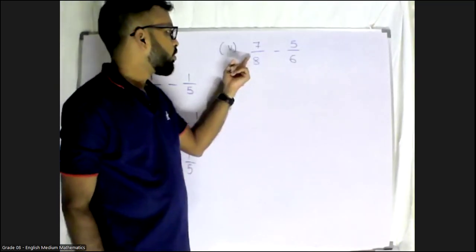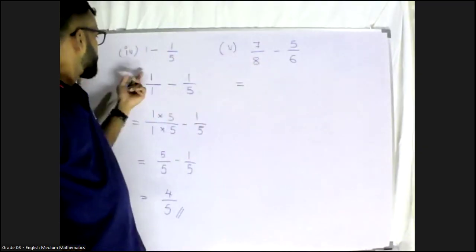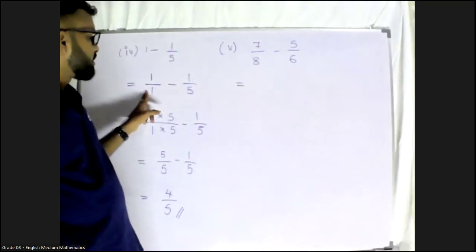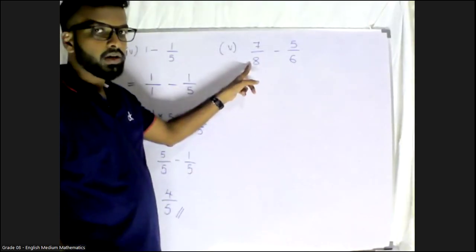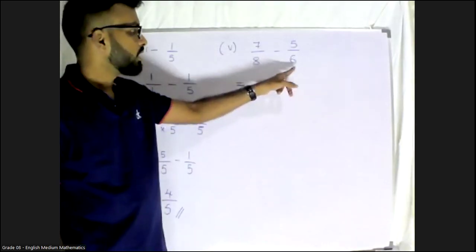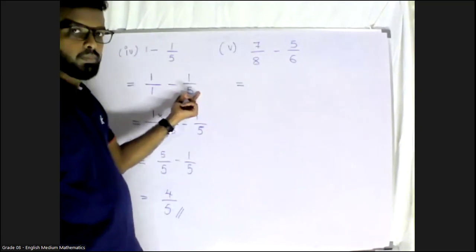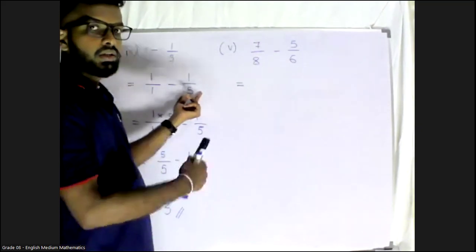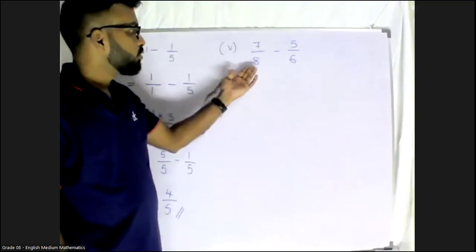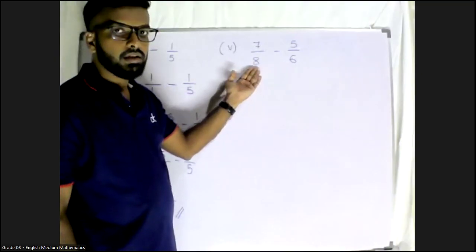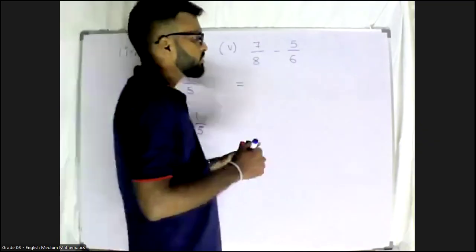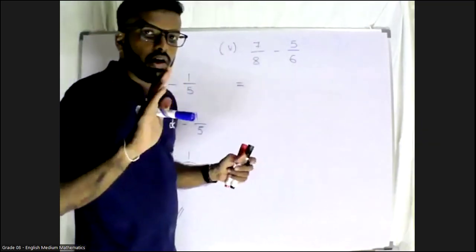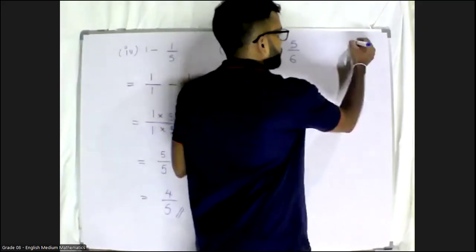If you have 1 in one of these denominators, don't care about that, and you just multiply by the other denominator. But here you don't have any ones. These are different numbers, 8 and 6. So you definitely have to find the LCM.